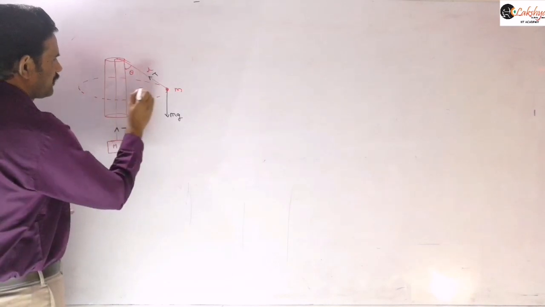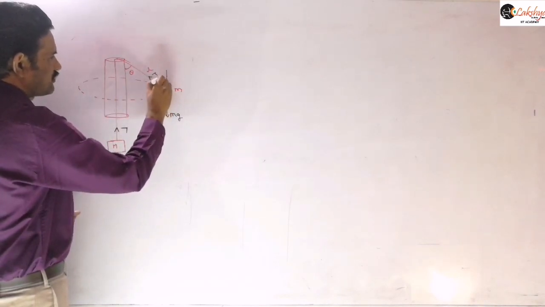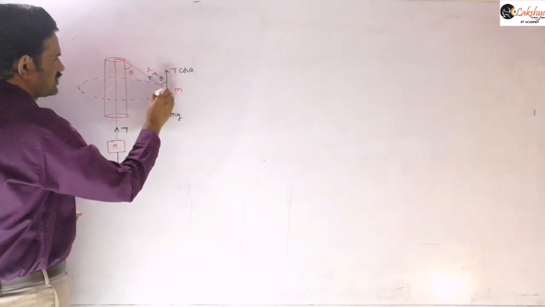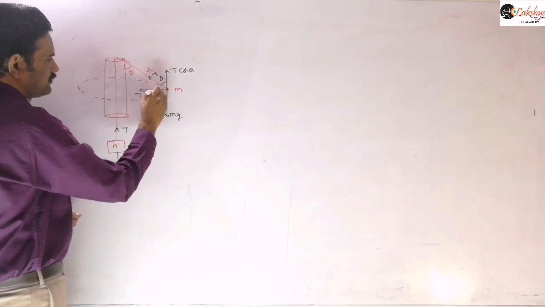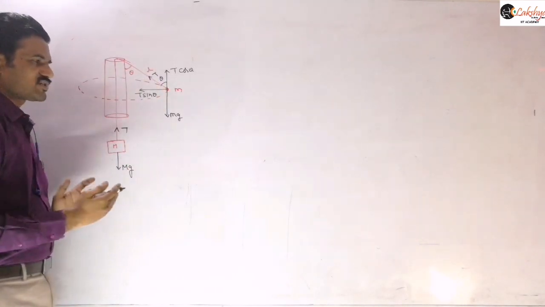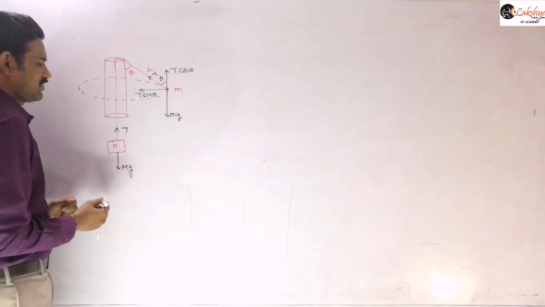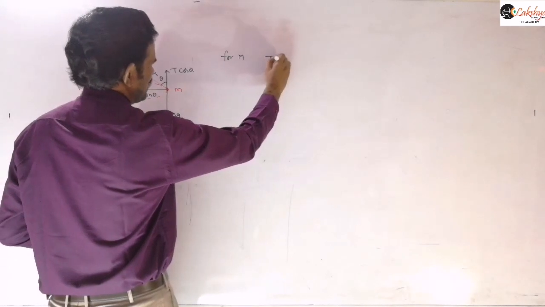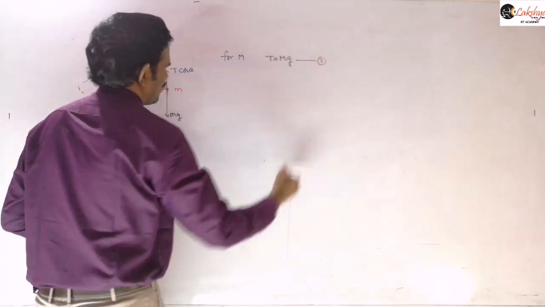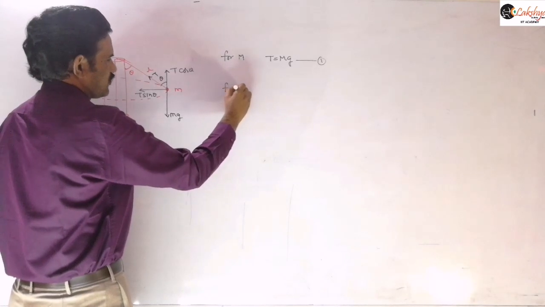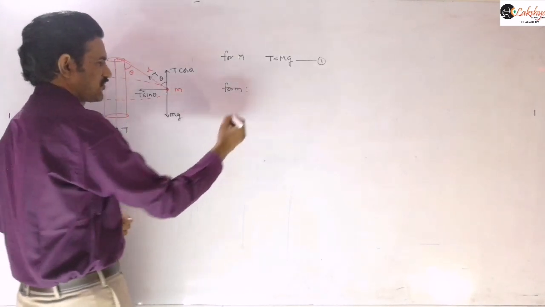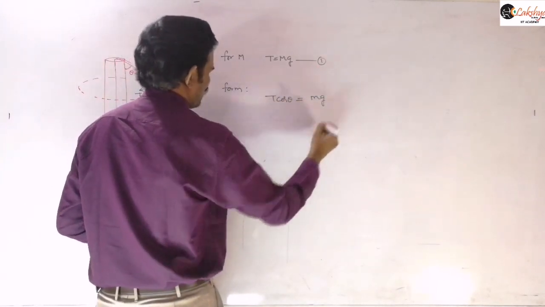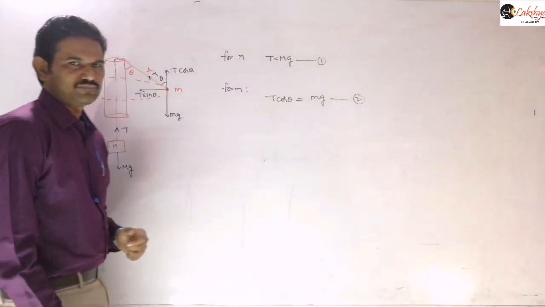Then you may resolve this tension into components. This angle is theta. I can write this as T cos theta and this is T sin theta. Now let us write the balancing equations for small m and capital M. For capital M, tension is equal to capital Mg. Let us say equation 1. And for small m, similar to our previous derivation, you can write T cos theta is equal to mg. Let us say equation 2.